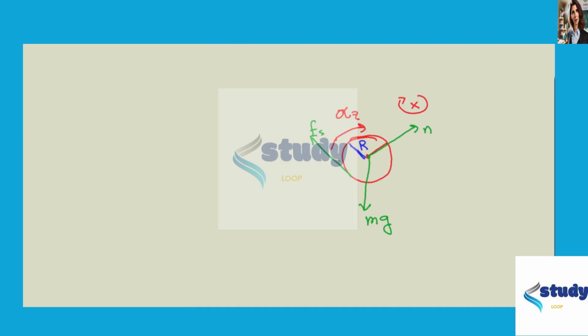One thing before solving the problem: we see that mg and N are acting at the center of the ball, so that's why there's no torque due to these two forces. So the only force that will give us torque is the force due to friction. So we write the total torque, which is torque due to friction, equal to mu s mg cosine theta times r.